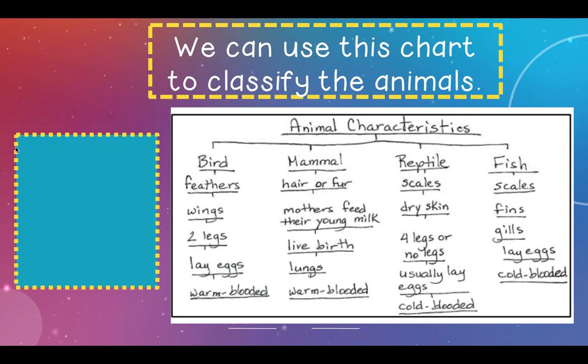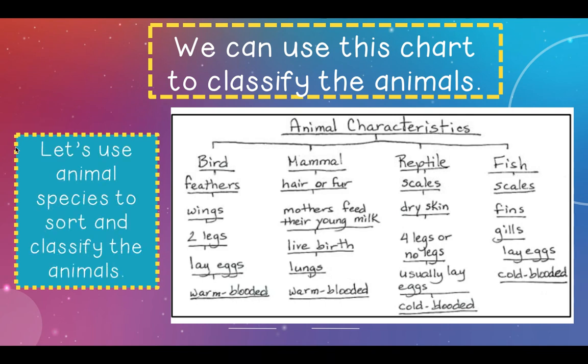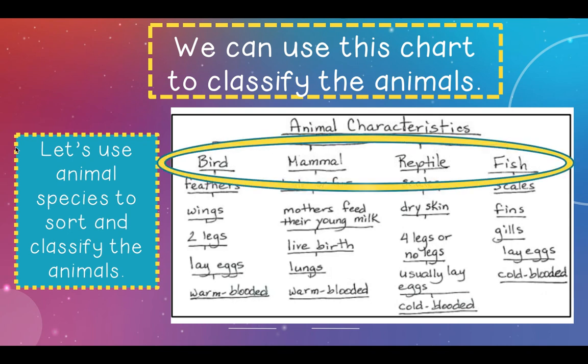If you remember, we did something like this in Mystery Science. We grouped animals based on their characteristics. And these are some of the characteristics that we used. So let's use animal species to sort and classify the animals. We will use bird, mammal, reptile, or fish. So we're going to sort and classify the pictures of the animals based on these 4 categories. So this would be my data collection.